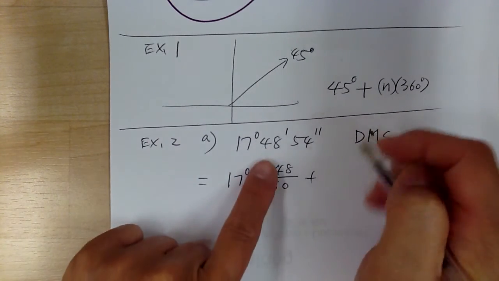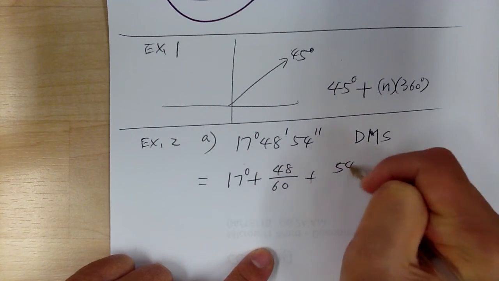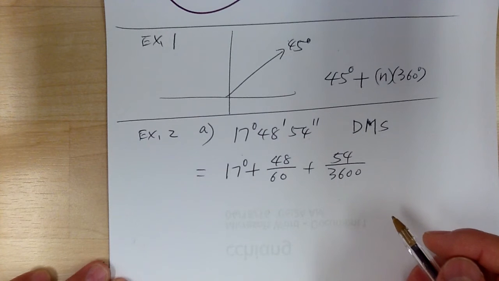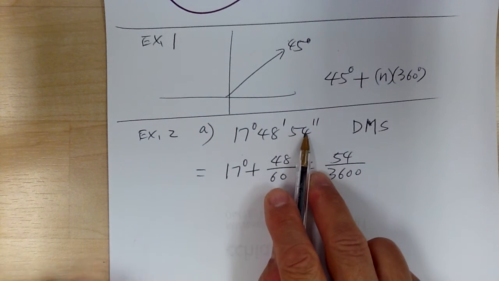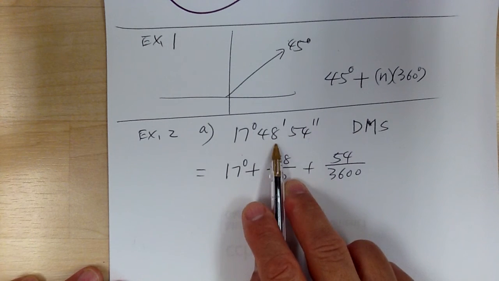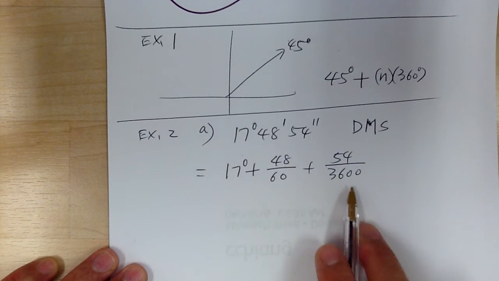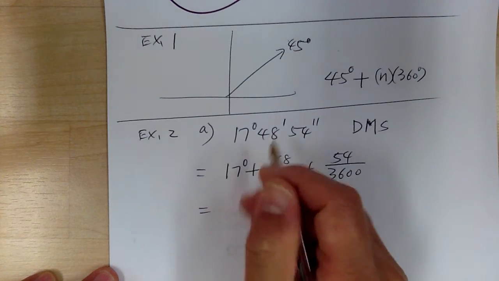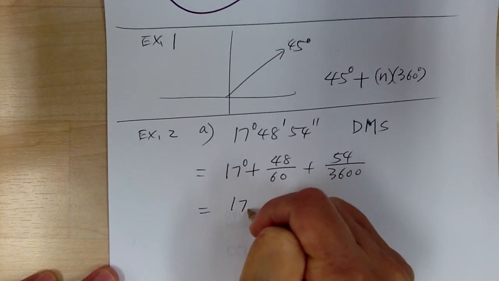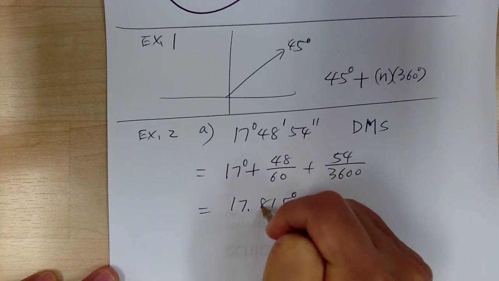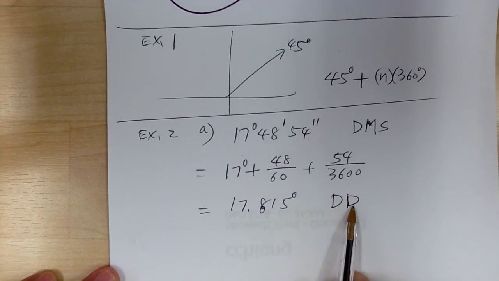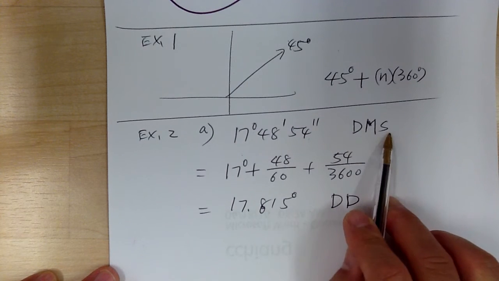Then do the same thing. For 54 seconds, you have to divide by 3,600, because you divide by 60 to convert to minutes, and another 60 to get into degrees. That's why it's 3,600. Use your calculator, punch it in, and you get 17.815 degrees. This is called decimal degrees, versus degree, minute, second.